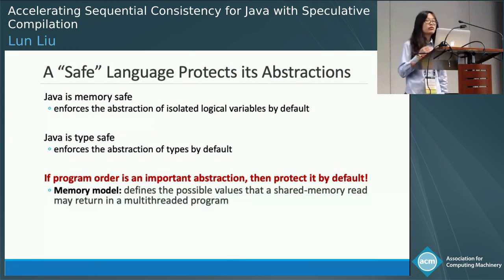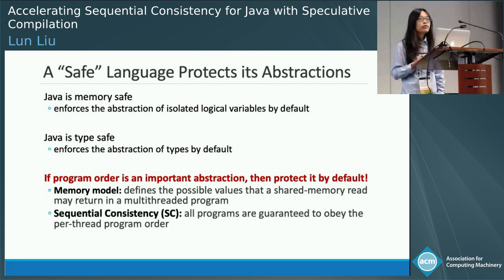So here's when the concept of memory model comes into play. The memory model of a language defines the possible values that a shared memory read may return in a multi-threaded program. It basically tells you the ordering constraints of memory reads and writes in your program. There are strong memory models, which give you stronger guarantees on the ordering of instructions, and there are also weak memory models, which give you weaker guarantees. One of the most intuitive memory models is a strong memory model called sequential consistency. In sequential consistency, all programs are guaranteed to obey the per-thread program order. This is very easy for programmers to understand. Therefore, if you want to protect program order, you should get sequential consistency.